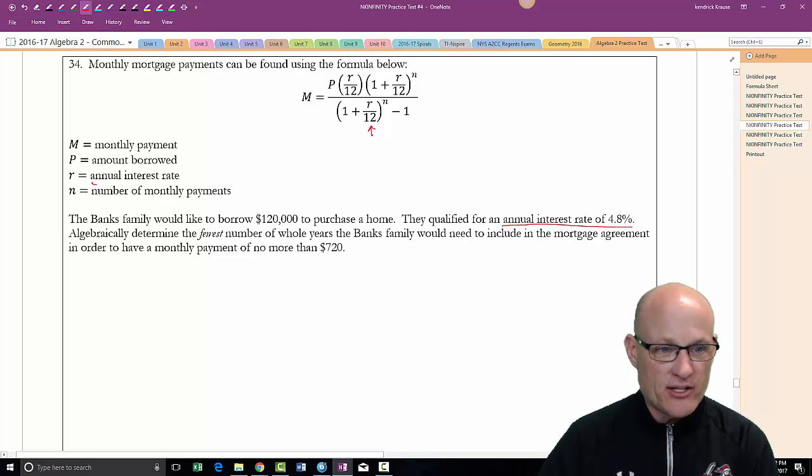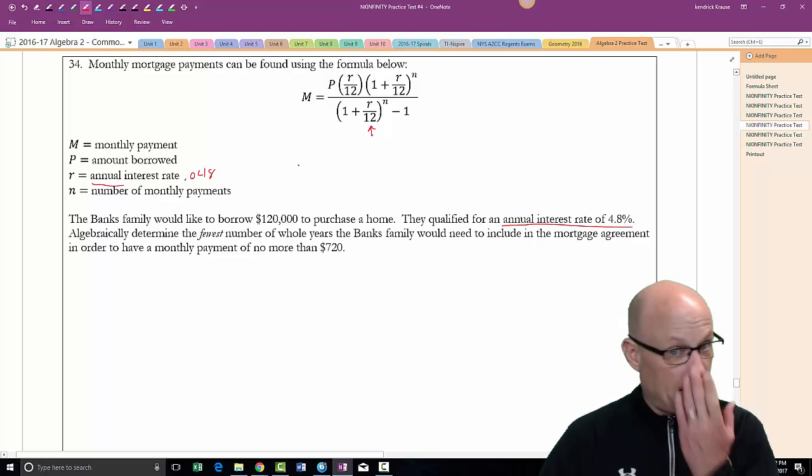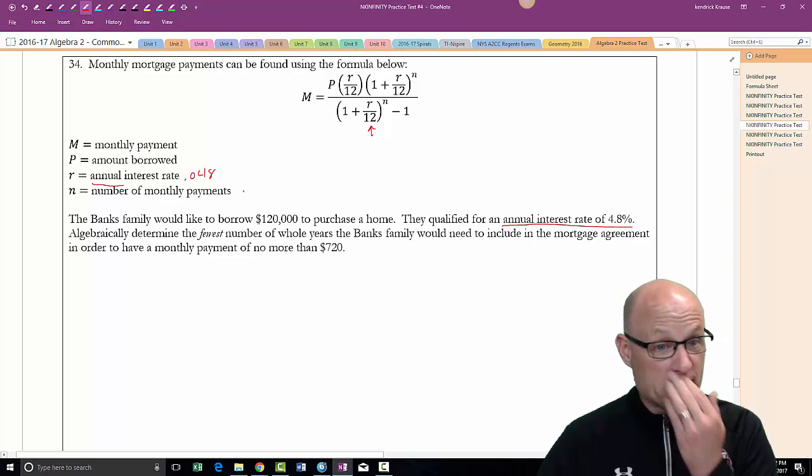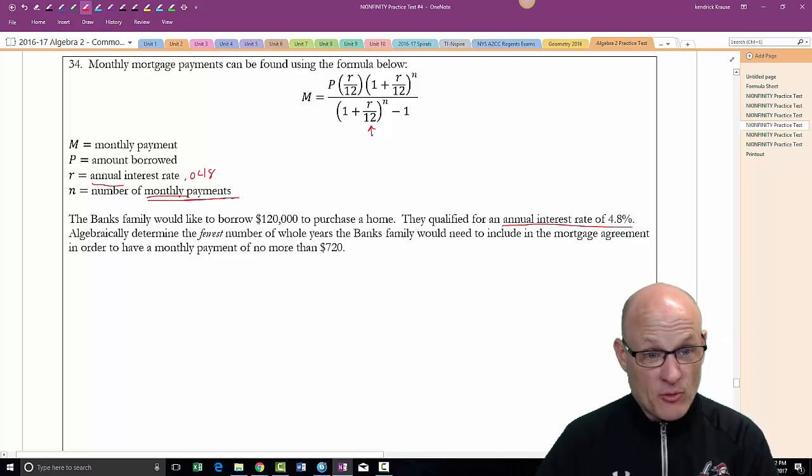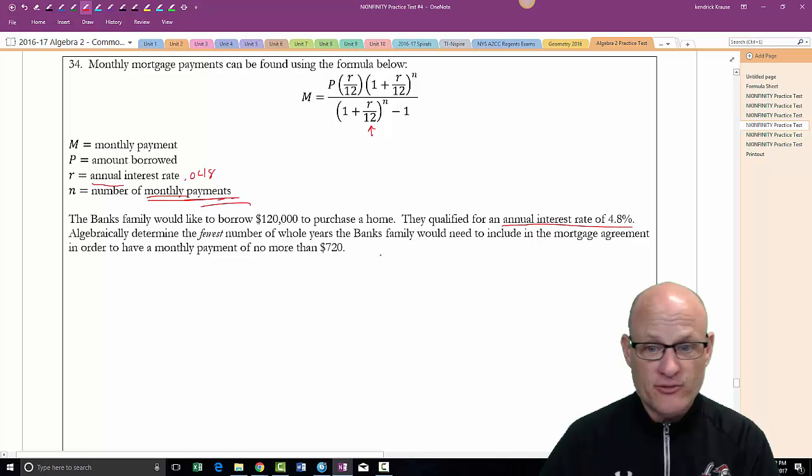So I'm going to put that. See, it says annual interest rate. So 0.048. And that's why we're dividing by 12. M is the number of monthly payments. Be careful, monthly payments. My guess is we're going to give it in years. Do we know how many years we're going to do this for? The bank's paying wants to borrow, so we want to borrow $120,000. They qualify for an interest rate of that. To algebraically determine the fewest number of whole years the bank could do, if they want their monthly payment to be only $720.